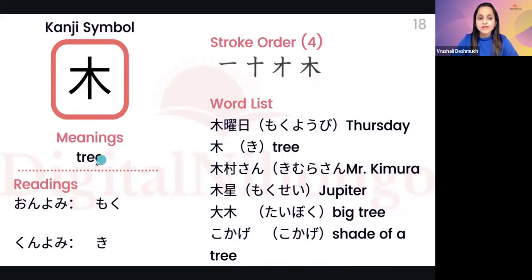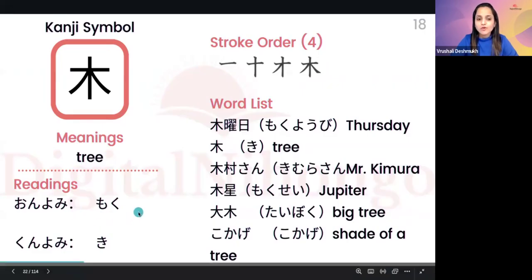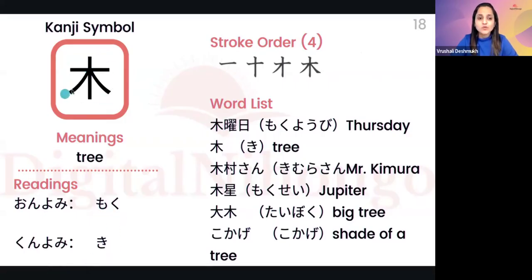Then the next one is tree. The readings are moku or ki. This kanji literally looks like the roots of a tree. This is the surface and these are the roots. So this is something like a tree. Mokuyobi is Thursday. Ki is tree.